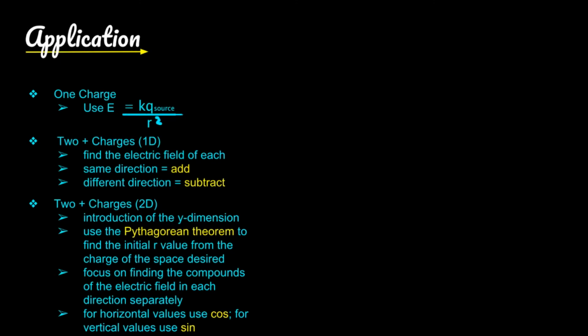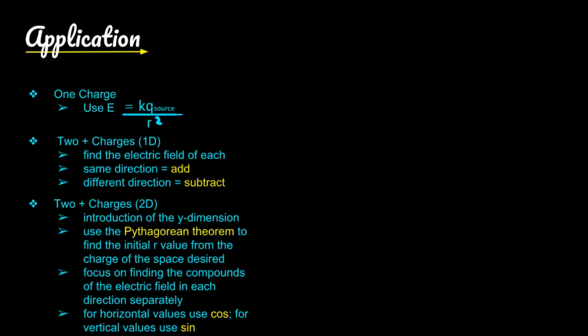Next, the 2 or more charges in the 1D model. This gets a little bit more complicated because basically 1D model means it's like on a timeline, you can think of it as. And what you do is you find the electric field of each using the equation above. After you find each respective field, you add them together if the electric field is in the same direction, and you subtract them if the electric field is in the opposite direction.